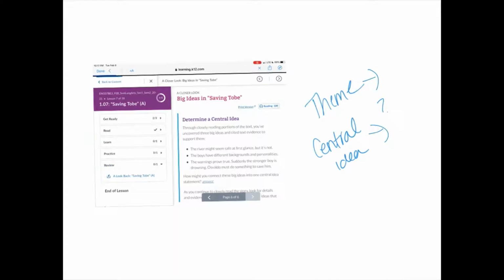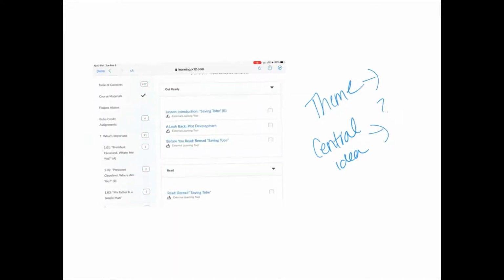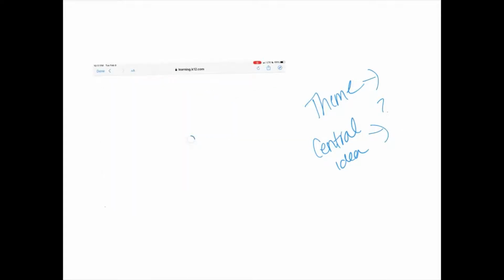So your lesson will walk you through those big ideas found in lesson 1.07. In lesson 1.8, you're going to look at plot development. You're going to reread Saving Toby, and when you reread, you're going to take a closer look at characters' interactions and word choice.